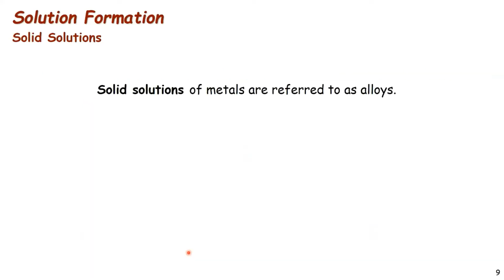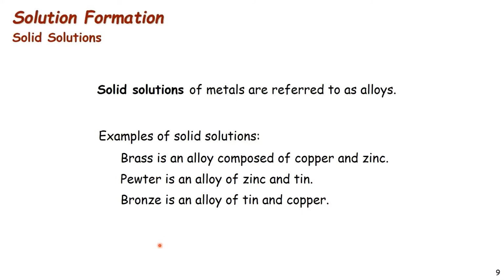Okay, we could also have solid solutions. Now, solid solutions are referred to as alloys. And so a couple of examples of alloys is brass. So brass is composed mainly of copper and zinc. Now keep in mind, in these alloys, there could be other elements also added to the material to either make it stronger or softer or more lustrous, more shiny or duller. But the main components for brass is copper and zinc.